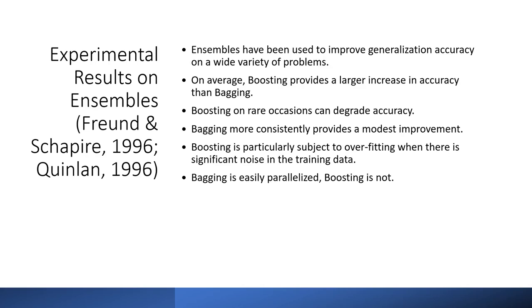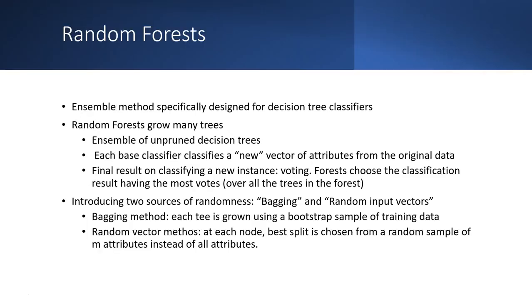So ensembles, based on some experimental results, have been used to improve the generalization accuracy on several problems. On average, boosting is going to provide a larger increase in your accuracy than bagging. But on rare occasions, it can degrade your accuracy. Bagging is more consistent in providing modest improvement. Boosting is very subject to overfitting your data when you have a lot of noise in your training data set. And bagging is easily parallelized, and boosting is not.